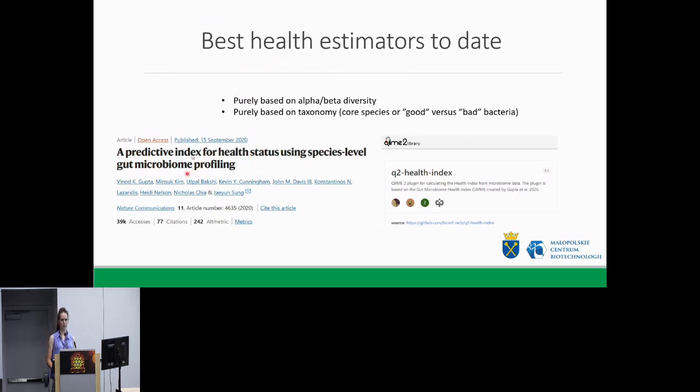And this is exactly what the GMHI, the Gut Microbiome Health Index, does. This index is one of the most comprehensive indices to date, and it was published in Nature Communications a few years ago. Actually, it's also included as a QIIME2 plugin. It was compiled within our institute, and it's freely available if you would ever like to use it.